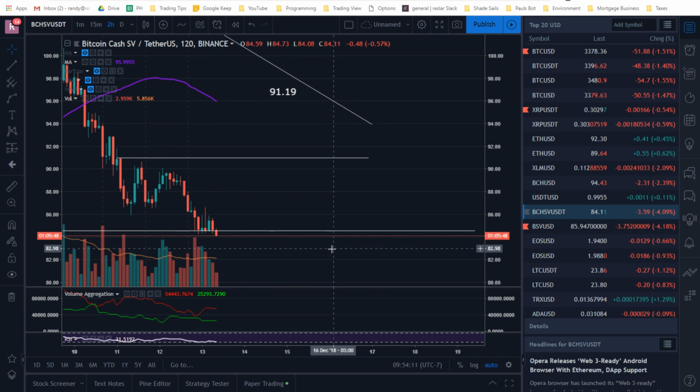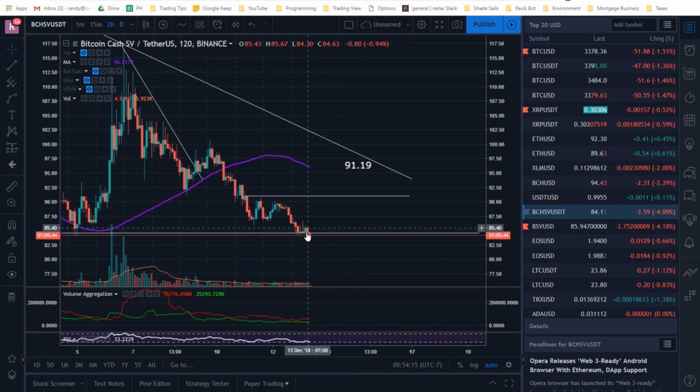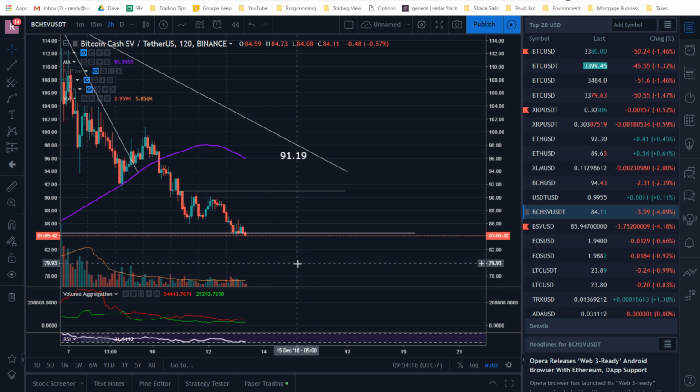So we need elevated volume. We need this volume to step up here and really perk up. Otherwise, it could drift lower, in which case you're just going to have to blindly place your stop here. If you really want to be tight with your stop, you could try to place it here at about that 86.90 level.